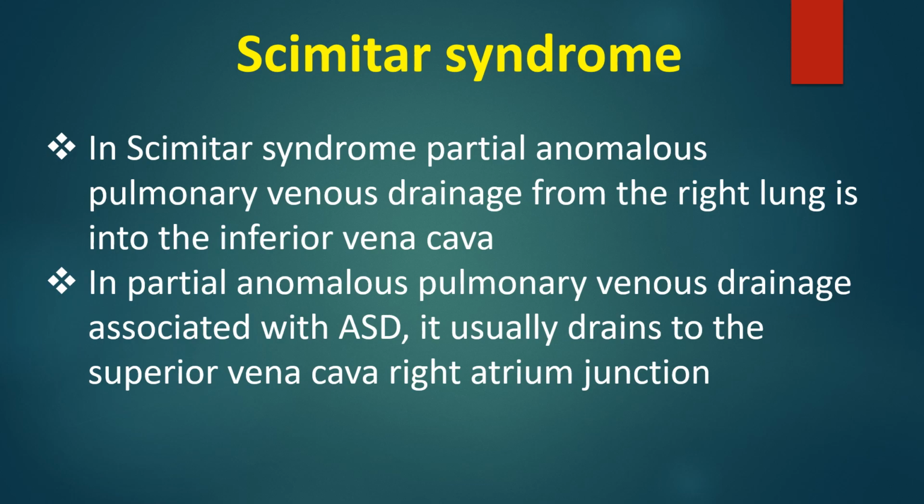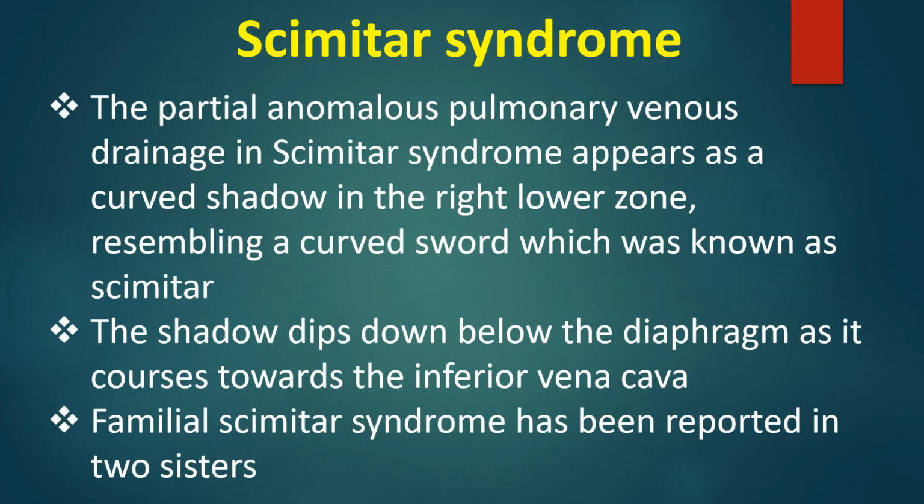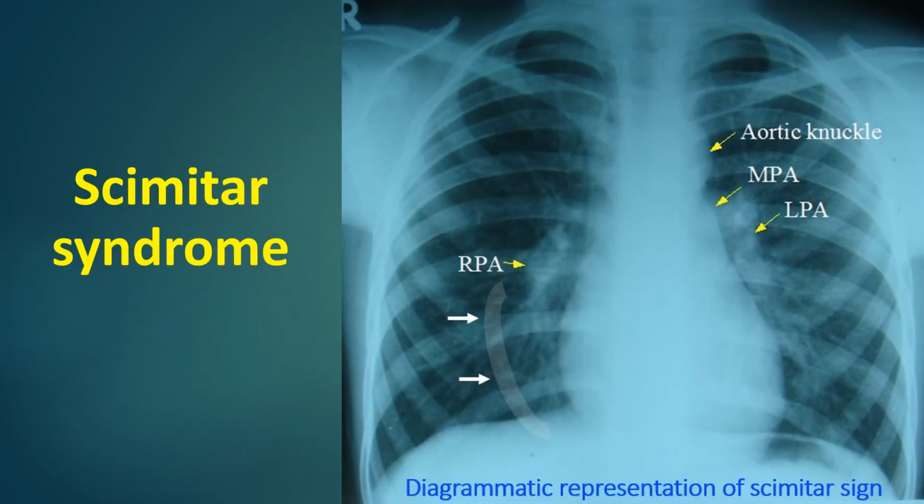In partial anomalous pulmonary venous drainage associated with ASD, it usually drains to the superior vena cava right atrium junction. The partial anomalous pulmonary venous drainage in scimitar syndrome appears as a curved shadow in the right lower zone, resembling a curved sword which was known as scimitar. The shadow dips down below the diaphragm as it courses towards the inferior vena cava. Familial scimitar syndrome has been reported in 2 sisters.